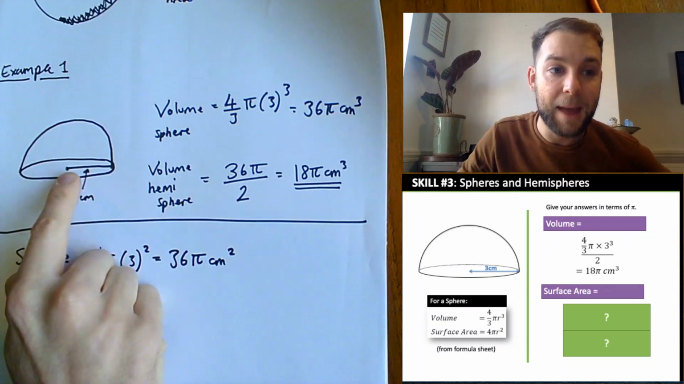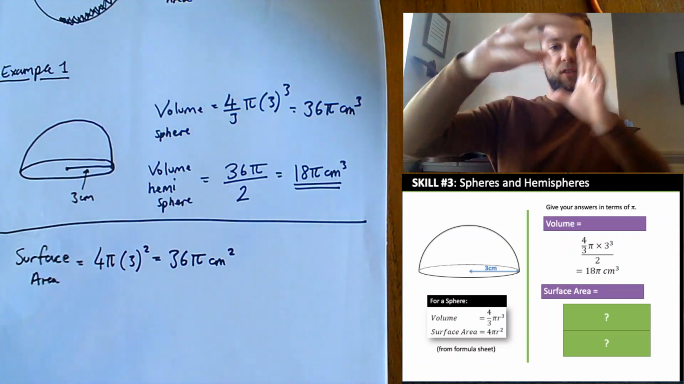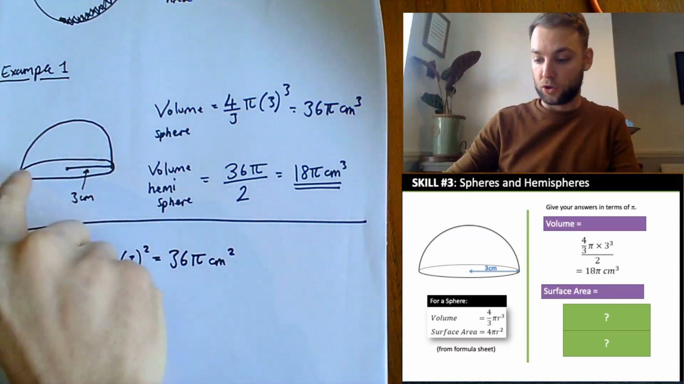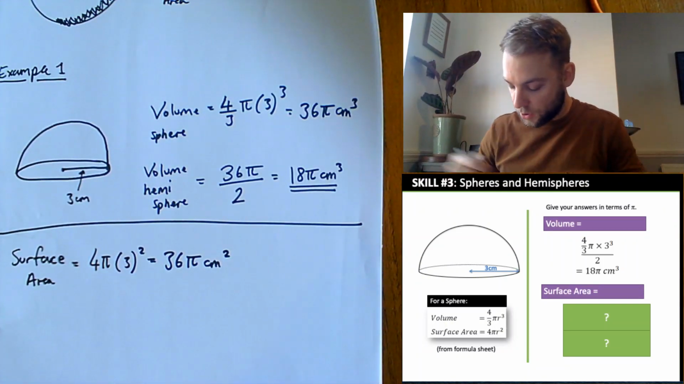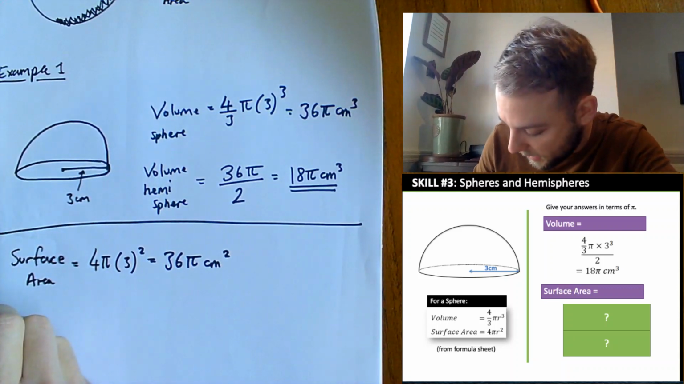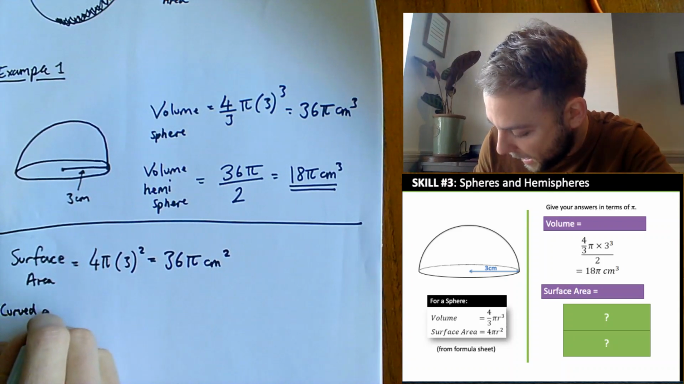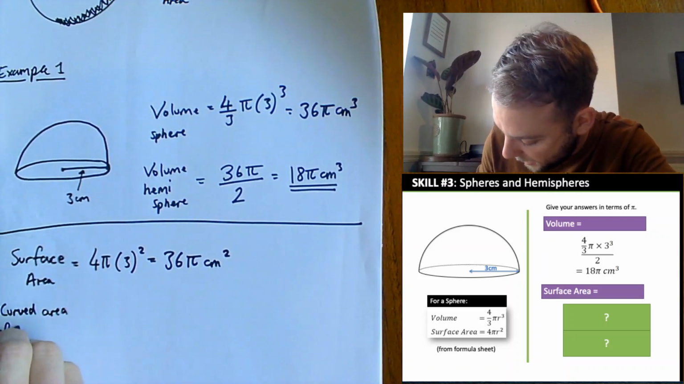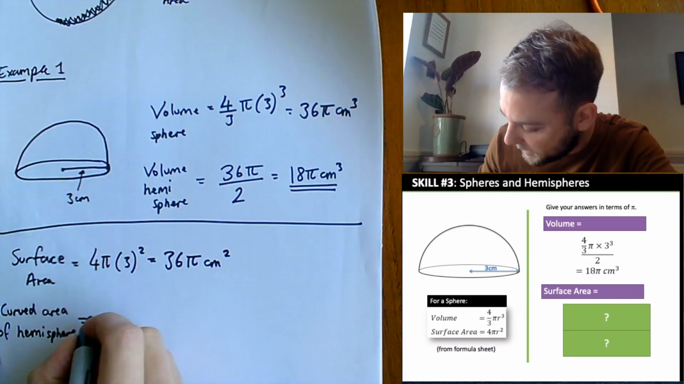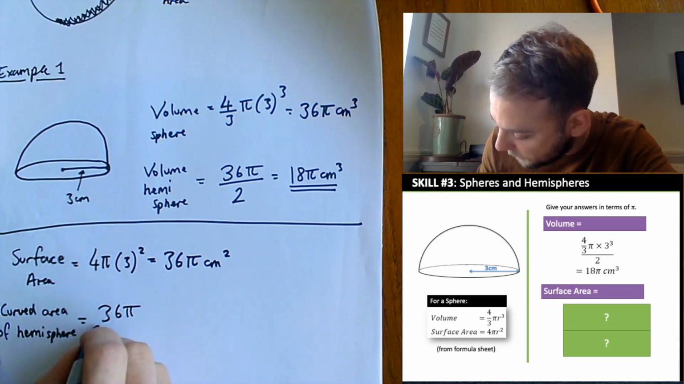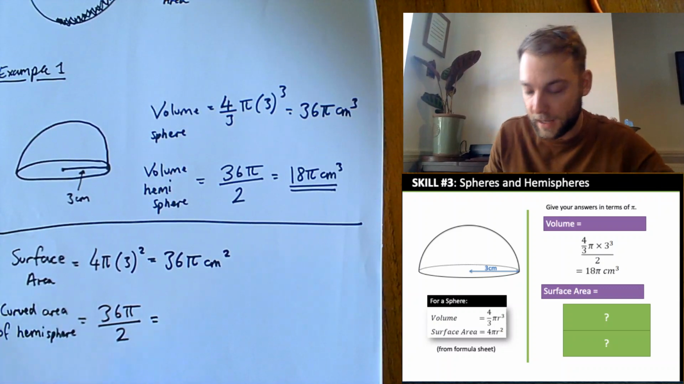Now because we want this hemisphere, I've got to cut this in half, but that only gives me the curved part on top, so it only gives me this curved part here. So the way we'd write this is curved area of the hemisphere is equal to this 36 pi divided by 2, which is equal to 18 pi again.